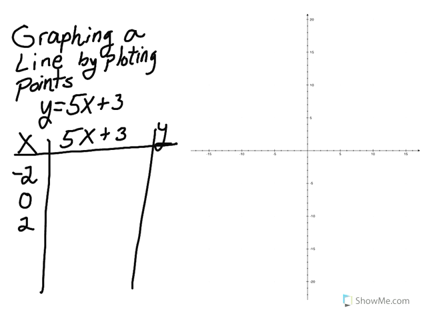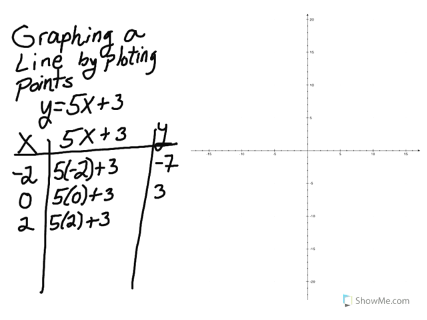Once I have my numbers picked out, I need to plug them into the equation. Then do the calculation. 5 times negative 2 is negative 10. Negative 10 plus 3 is negative 7. Now let's do 0. Five times 0 plus 3 is 3. Finally, let's do positive 2. 5 times 2 is 10, plus 3 is 13.